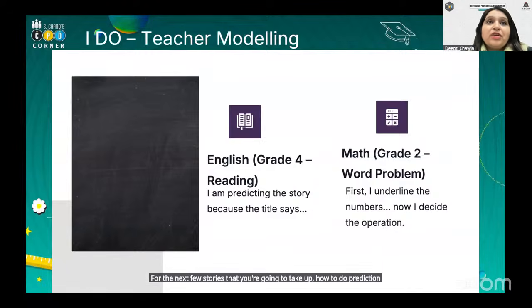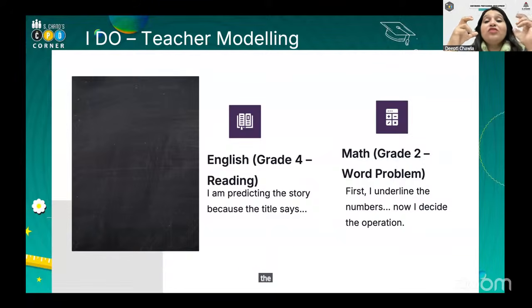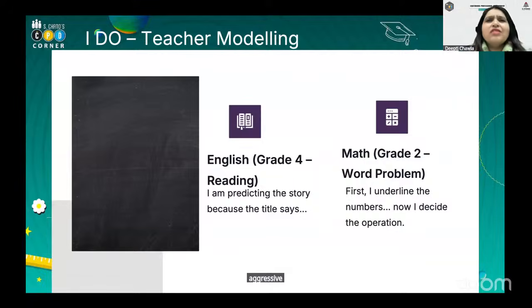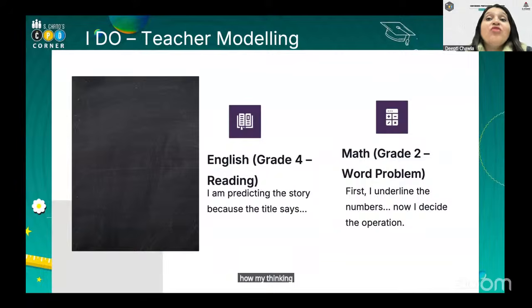And when we predict, what kind of tools are we getting dependent on? Generally the idea of a wolf is always more bloody, always animalistic, aggressive. Can we question that? Those kinds of things. So if I really want them to question, I need to also establish how my thinking is shaped. Why would I predict the story in a certain way?